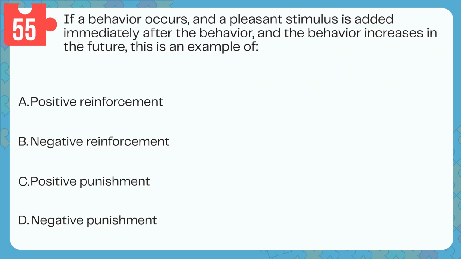Question 55. If a behavior occurs and a pleasant stimulus is added immediately after the behavior, and the behavior increases in the future, this is an example of A. Positive reinforcement. B. Negative reinforcement. C. Positive punishment. D. Negative punishment.